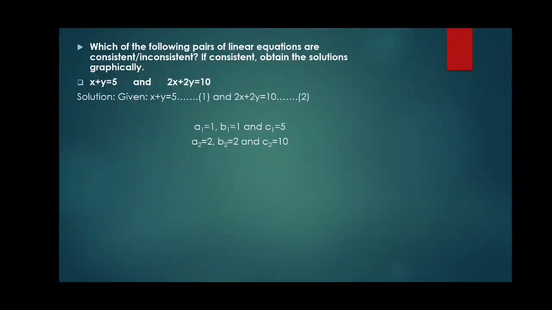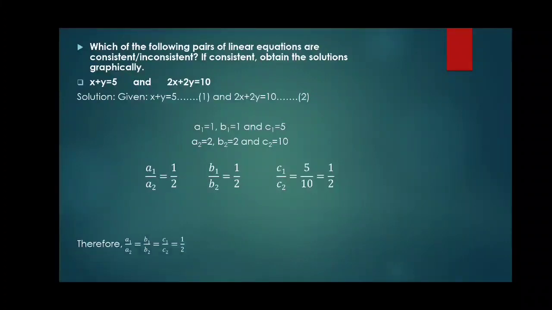From the first equation, a1 is equal to 1, b1 is equal to 1 and c1 is equal to 5. And from the second equation, a2 is equal to 2, b2 is equal to 2 and c2 is equal to 10. So now let us determine the ratios. a1 by a2 is equal to 1 by 2, b1 by b2 is equal to 1 by 2 and c1 by c2 is equal to 5 by 10. On reducing the fraction, we'll get 1 by 2. So we have a1 by a2 is equal to b1 by b2 is equal to c1 by c2, which is all of the three ratios are equal to 1 by 2.